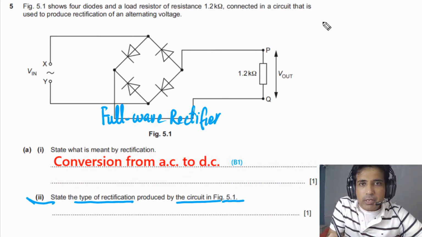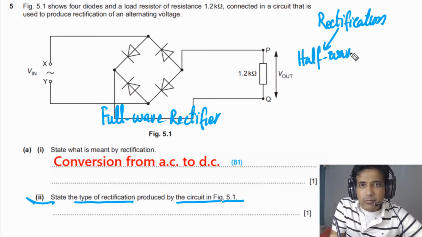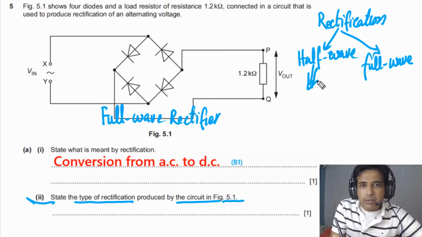There are 2 types of rectification. One we call half wave rectification, and the second one is full wave rectification. Half wave rectification we can achieve by just using 1 diode in a circuit.